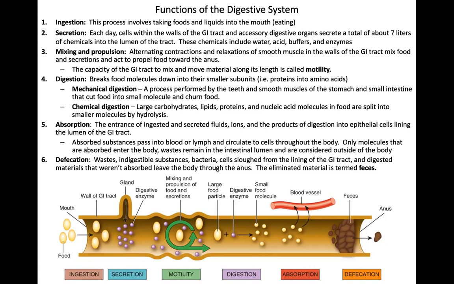What does not enter the body through the wall of our intestinal tract or stomach ends up being pushed out in the form of feces, the process we call defecation. This includes waste, indigestible substances, bacteria, cells that are sloughed off from the lining of the tract, and digestive materials that just didn't get absorbed. This goes out through the anus, once again in the form of feces.